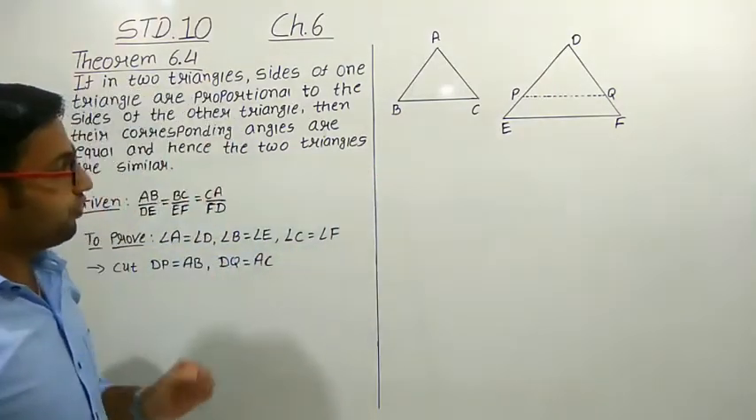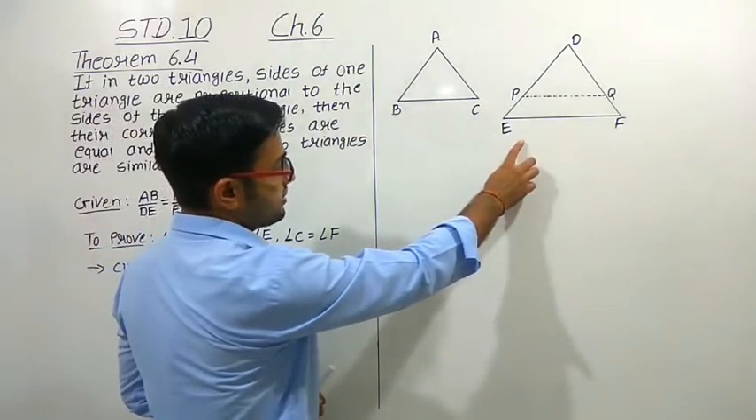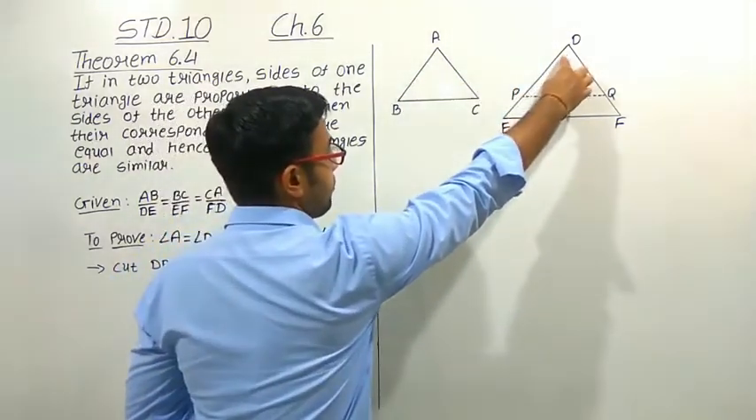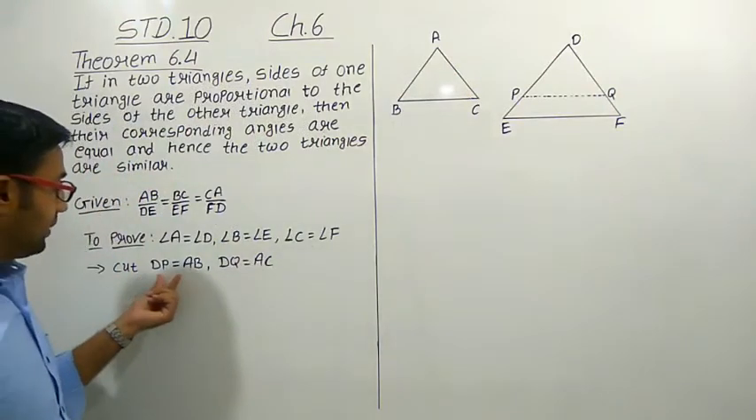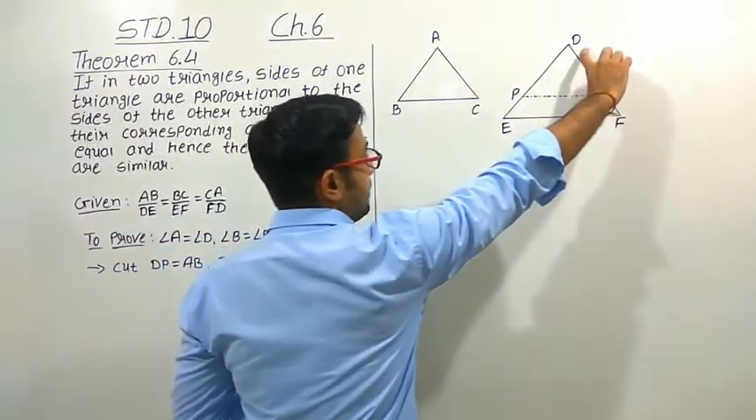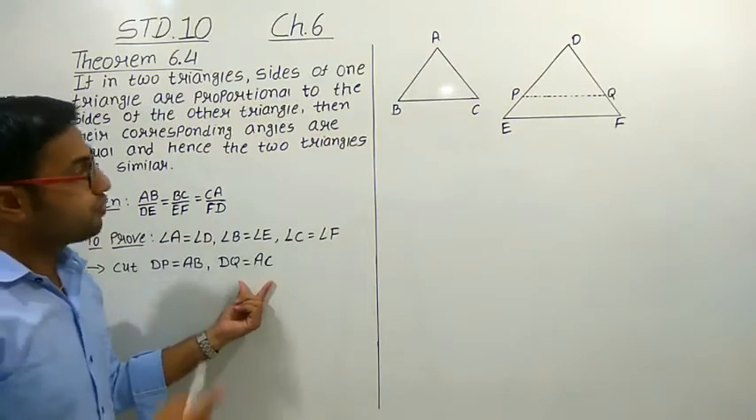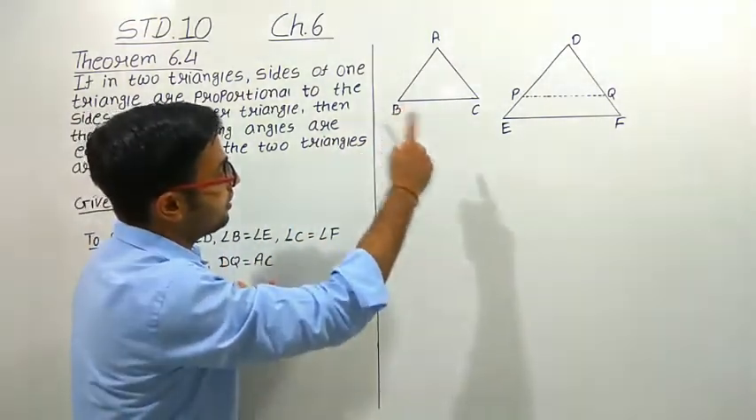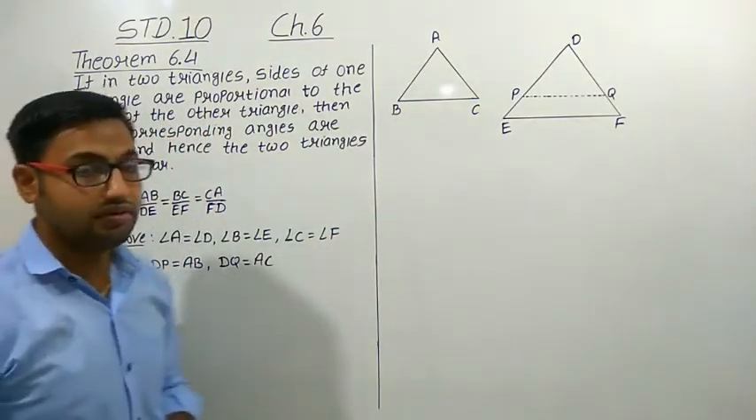So here first of all we have to cut. Here this triangle DEF is greater than triangle ABC. So we have to cut the portion DP which is equal to AB, and here also we have to cut DQ which is equal to AC. So from the DE side we cut DP, and from the DF side we cut DQ. So these are the two conditions we have right now.